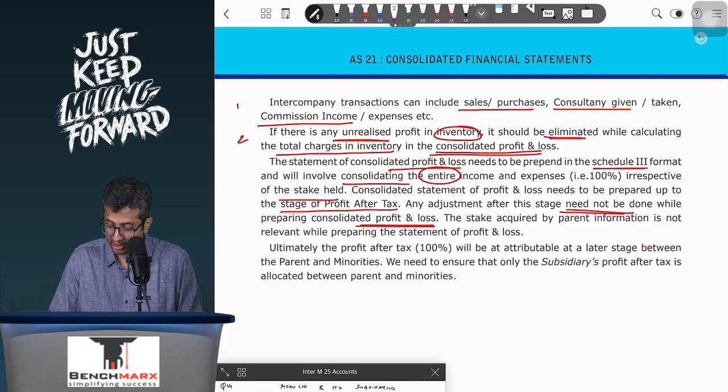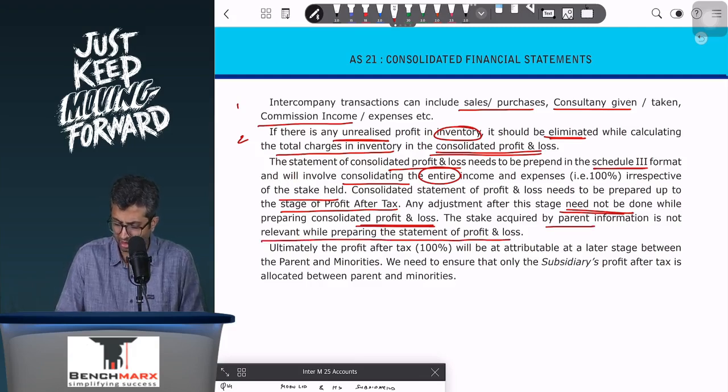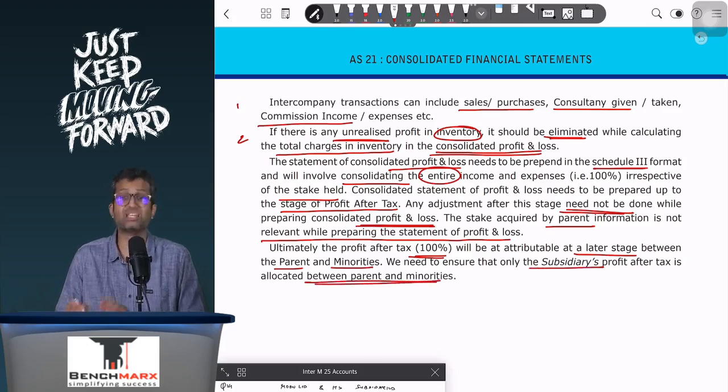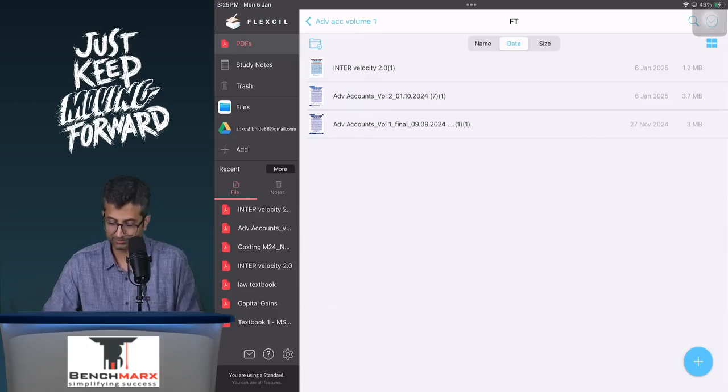solutions. The stake acquired by the parent is not relevant while preparing the P&L. Ultimately, the PAT will be attributable at a later stage between the parent and the minorities. We need to ensure that only the subsidiary's profit is allocated between the parent and minorities if required. Remember, ICAI does not show that, and hence we will not go into that working.